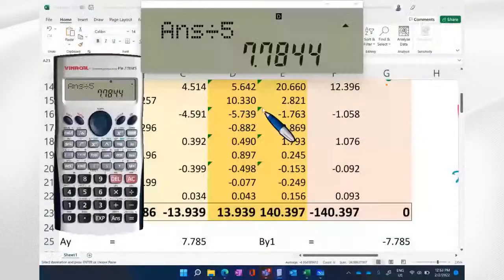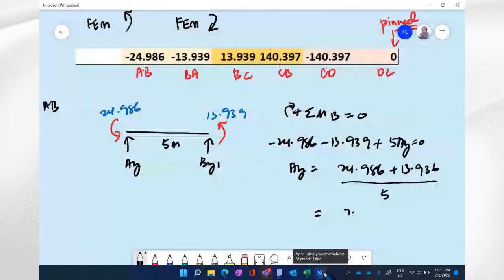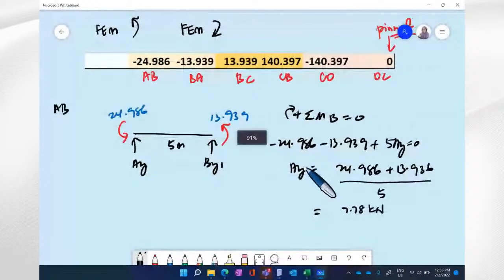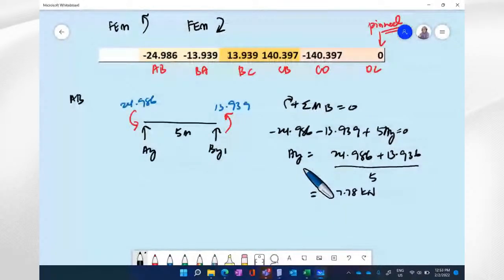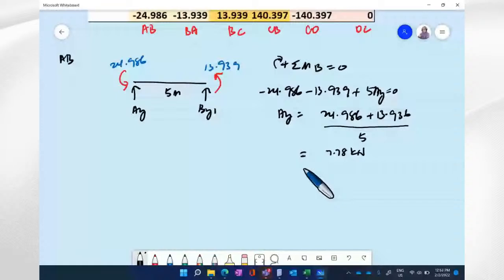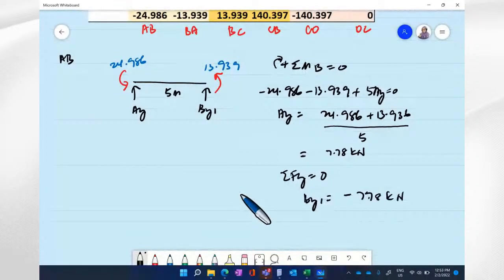We divide, it is 7.78 kilonewton. So what we get is the BY1. By taking this, we get BY1 is equal to negative 7.78 kilonewton.